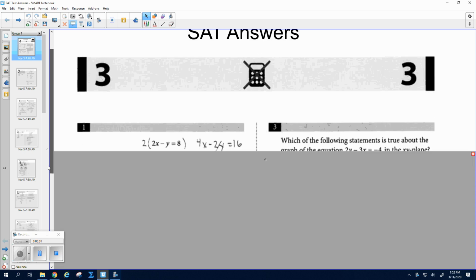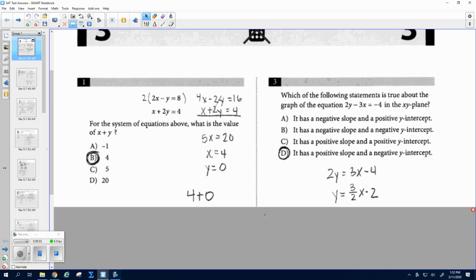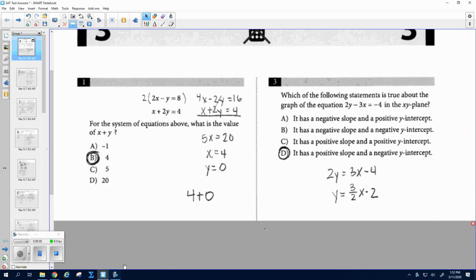Here. This is just going to be the calculator part. Okay. One is B. Be really careful on the SAT. They like to ask an extra question at the end. Like for this one, you're adding X and Y. It just so happens that it is 4, which is what you got for X.